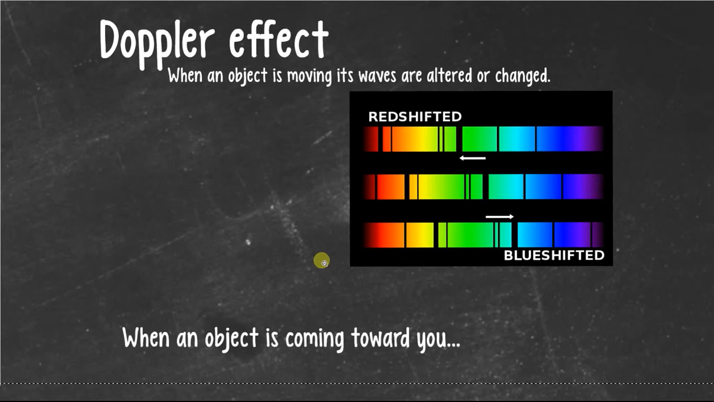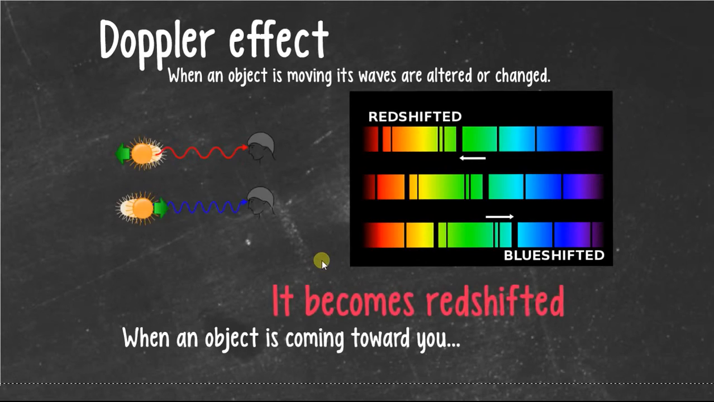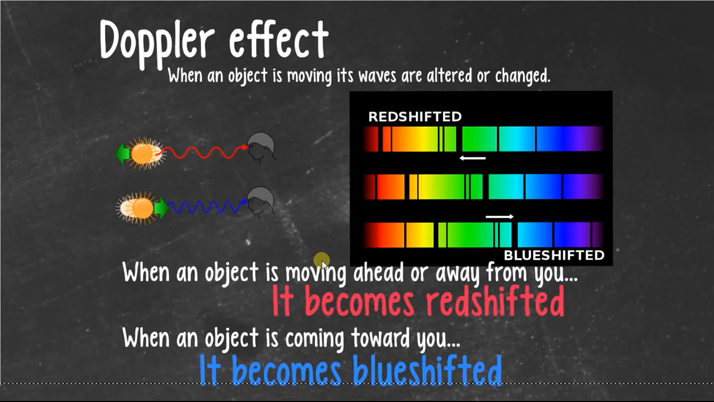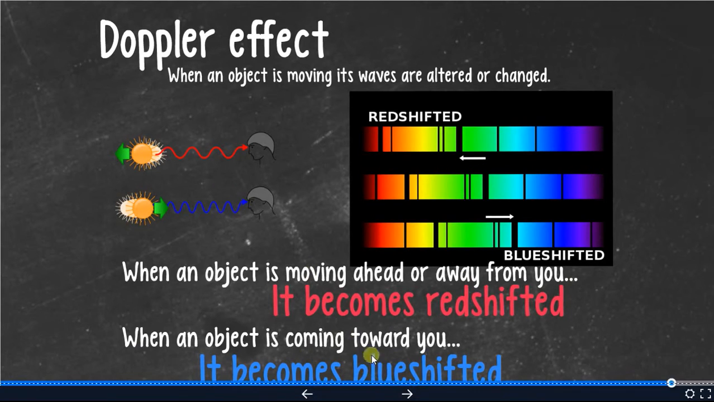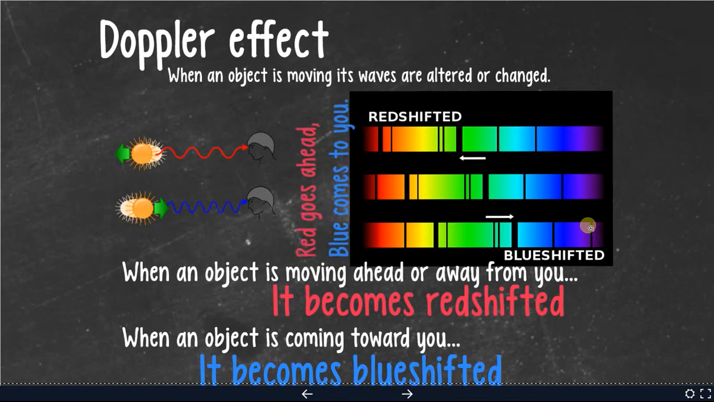Alright, so how do we determine if something's moving towards us or away from us? When an object is moving ahead of you or away from you, it's actually going to become redshifted. Its chemical signature will all move or shift this way. When an object is coming towards you, it is actually becoming blue shifted. It's going to be moving to the blue end of the spectrum. The saying goes, red goes ahead, blue comes to you.